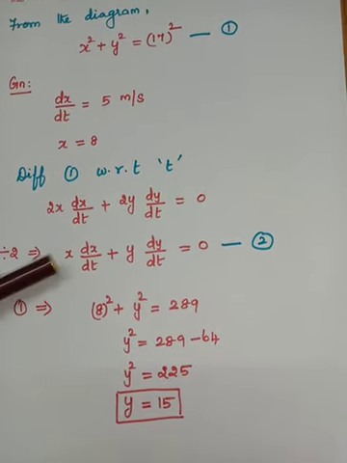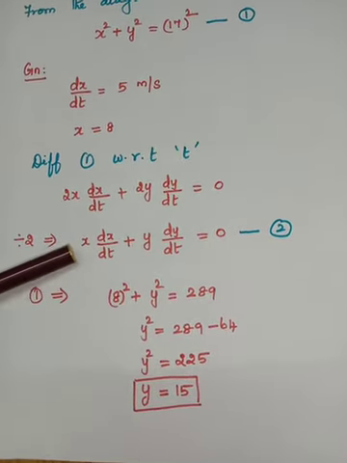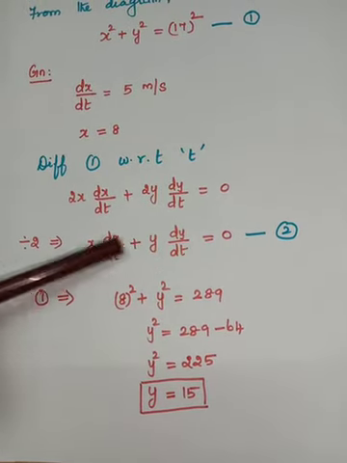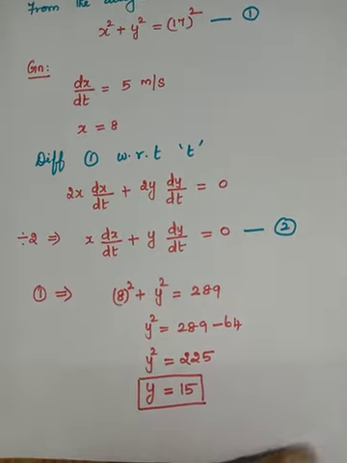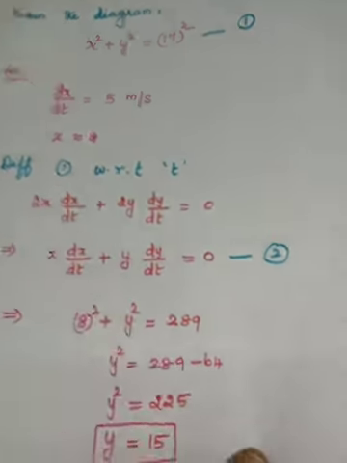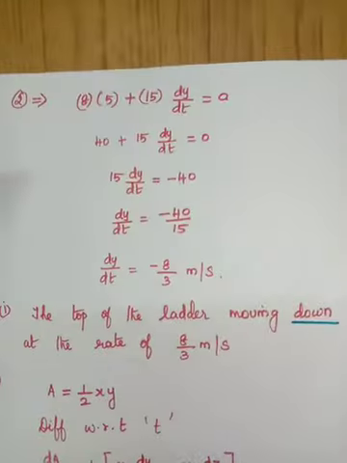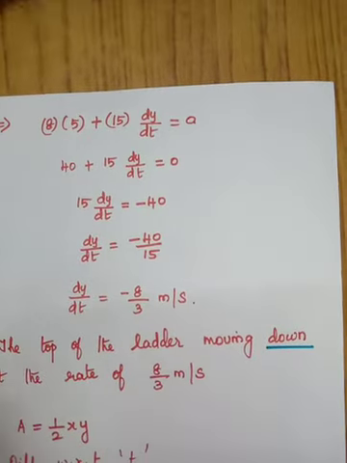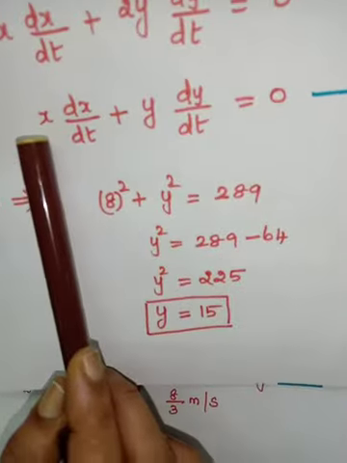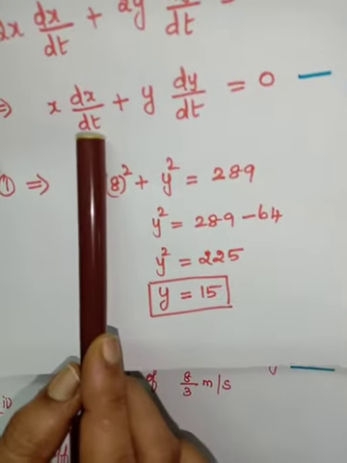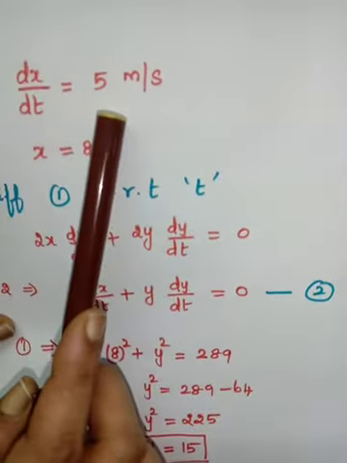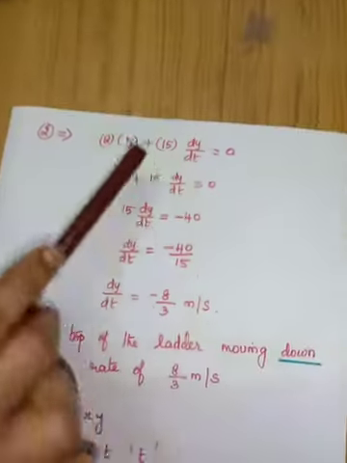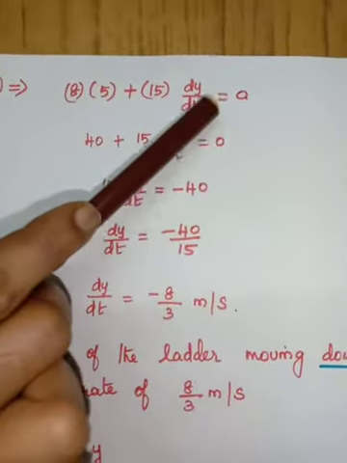Now in this relation, what are the results? You know x, you know dx by dt, and now you know y. So we can find the remaining. So take the second equation and substitute the values. What is your x? x is equal to 8. What is your dx by dt? That is equal to 5 meter per second. And what is y we have found? It is 15. So when you substitute in this result, you will get this step.